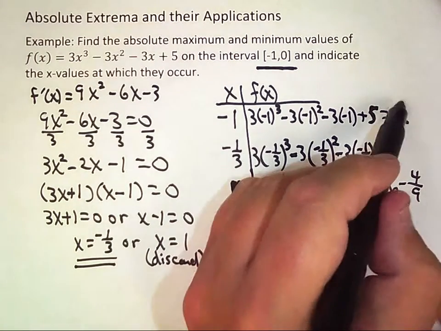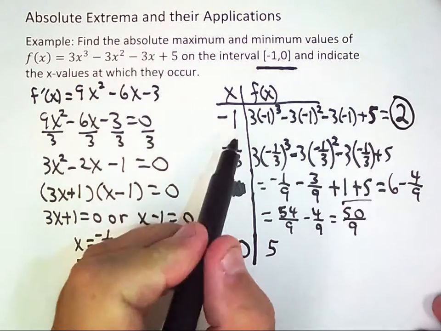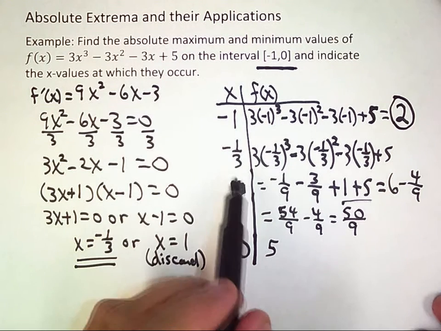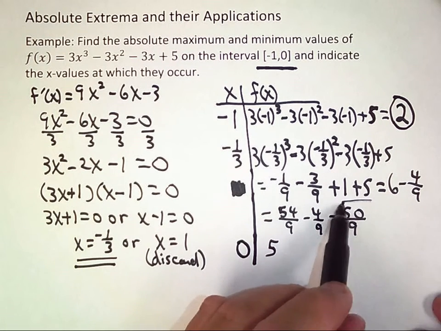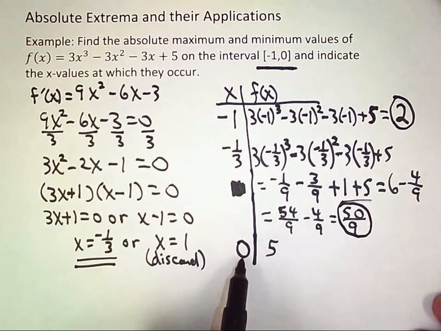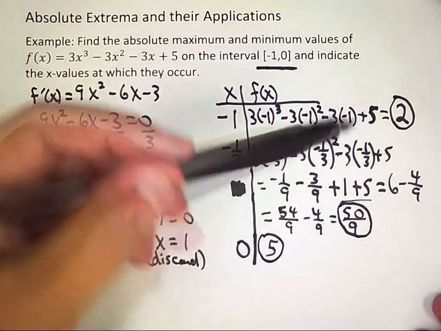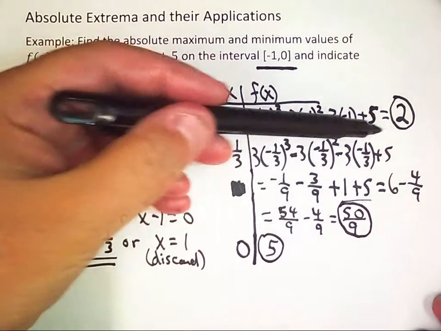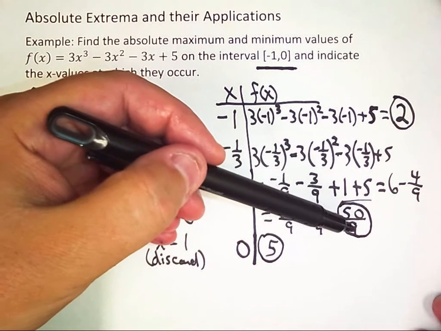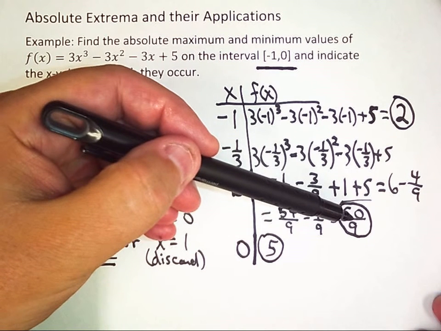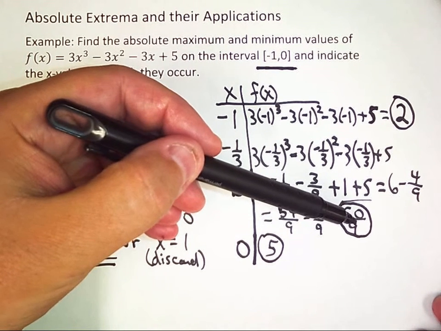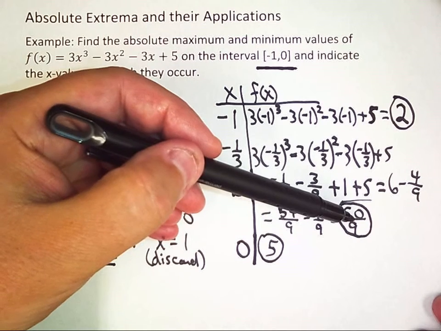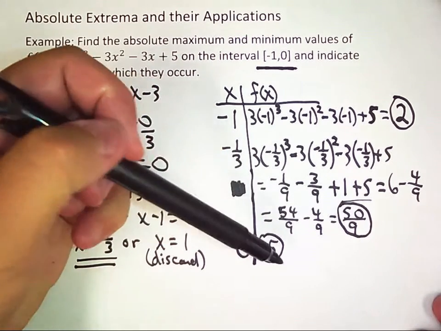So if you're looking at the y values, when x is -1, the y value is 2. When x is -1/3, the y value is 59/9. And when x is 0, the y value is 5. Well, which is bigger, 2, 59/9, or 5? Well, obviously 2 is not bigger than 5, but 9 goes into 59 over 5 times, because 9 times 5 is 45. So 59/9 is bigger than 5.